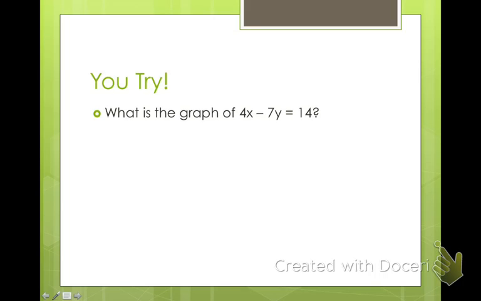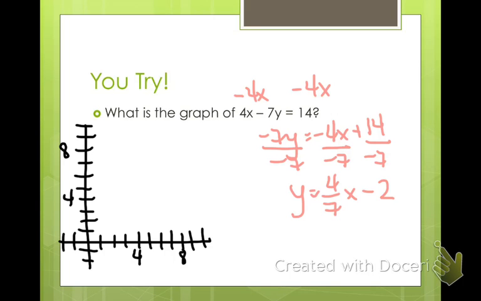Okay, go ahead and try this one. Alright, so this one, when I solved it, I got y equals 4/7x minus 2. So I'm going to start down here on my y-intercept, negative 2. Go up 4, 1, 2, 3, 4. Go right 7, 1, 2, 3, 4, 5, 6, 7. And then I just connect those dots.